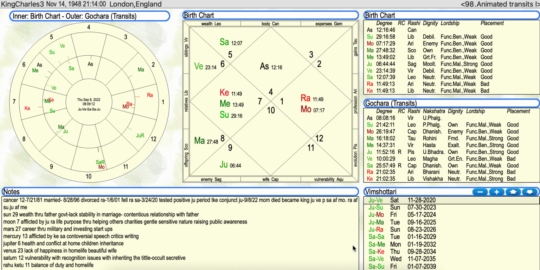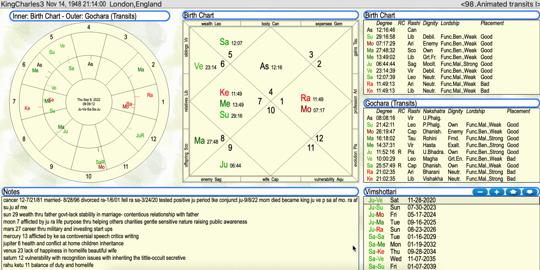Then we have Jupiter at 6 degrees. Again, functional malefic. It gives healing. It's in its own sign, so there's some power there, and it gives healing, the ability to heal inner conflict, and there's some possibility of divorce there, and issues with children and inheritance.